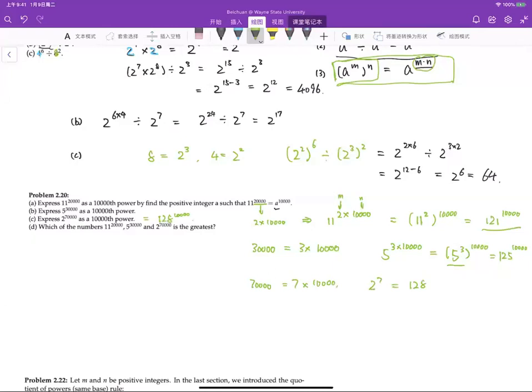Then let's look at the next question. So in this case, we like to order the 3 numbers. So even though it only asks to find the greatest one, I like you guys to order the 3 numbers from the largest to the smallest. So in this case, it's hard to do it directly, right? Because all of the bases are different and all of the exponents are different. So let's see.